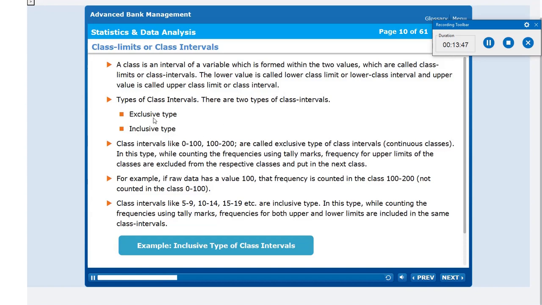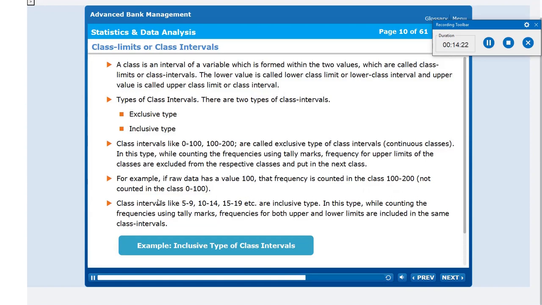Types of class intervals. There are two types of class intervals: exclusive type and inclusive type. Class intervals like 0 to 100, 100 to 200 are called the exclusive type of class intervals. In this type, while counting the frequencies using tally marks, frequency for upper limits of the classes are excluded from the respective classes and put in the next class. For example, if raw data has a value 100, that frequency is counted in the class 100 to 200.